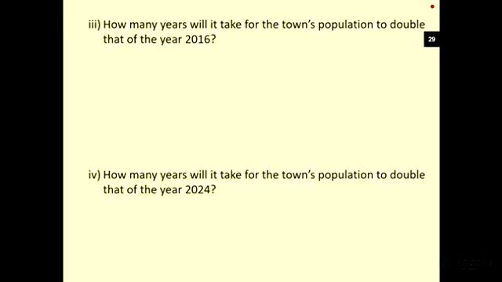How many years will it take for the town's population to double that of the year 2016? Well, again, the formula we said was the population was 10,000 times 1.06 to the t. And the question saying, how many years will it take? In other words, what time? Time's the unknown here. To double that of the year 2016. Well, 10,000 was the population of 2016. So all it's asking is, when will it be 20,000? Okay, so instead of giving me a t in this case, it's giving me the p.